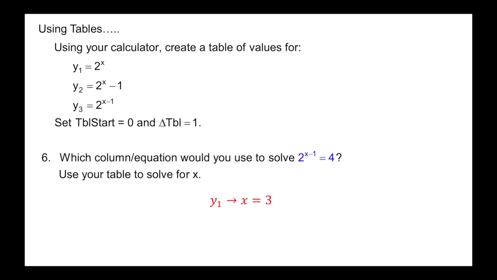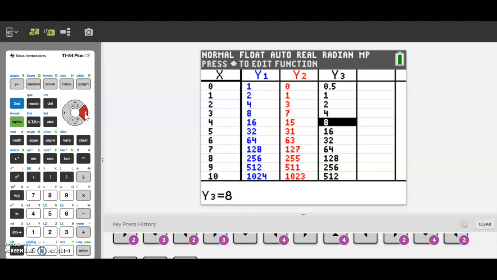For number 6, I will do the same thing. I look at 2 to the x minus 1. That's associated with y sub 3 or column 3. I scan that. I find the 4. It's associated with an x value of 3, so that will be our answer on number 6.